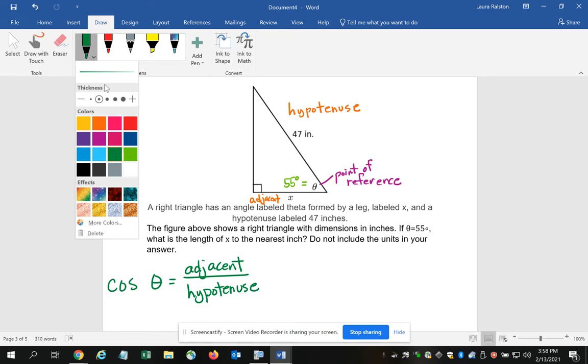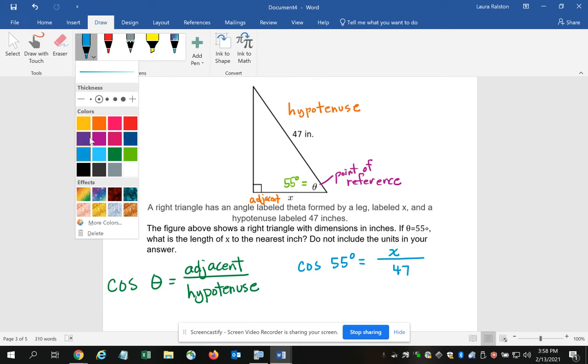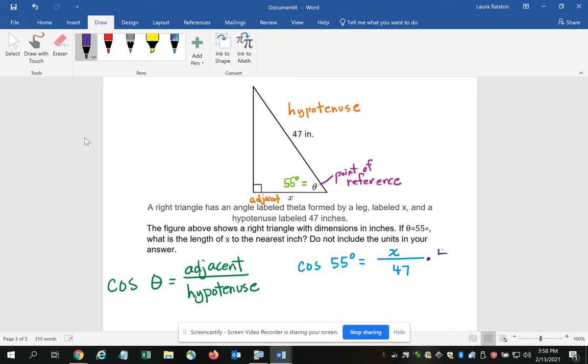So we plug and chug. We have the cosine of 55 degrees equals side X or leg X, which is adjacent, divided by the hypotenuse, which is 47. Then ultimately we have to solve for X. So we're going to multiply both sides by 47.